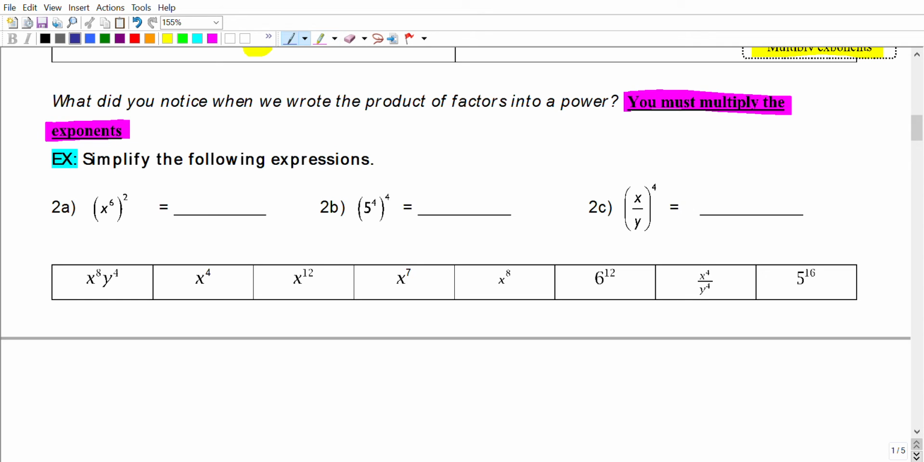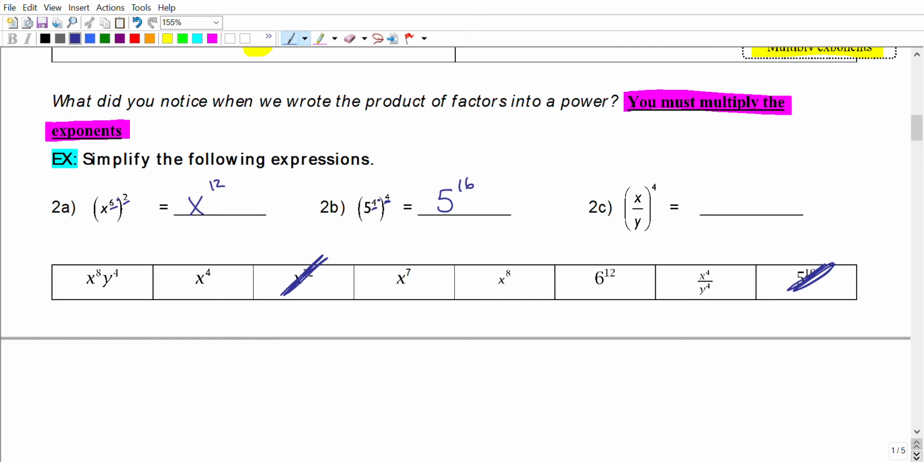All right, hopefully you had a chance to try those three out. If we follow this rule, we technically just have to multiply 6 times 2, which would be 12. So this should be x to the 12. And if you notice, it is right here, so I can cross that out. Same thing with my next one. My base is 5, and my exponents are 4 and another 4. And we know with two exponents, what I have to do is multiply them. So 4 times 4 is 16. So this is written as 5 to the 16. And look at that. That is also one of my choices.